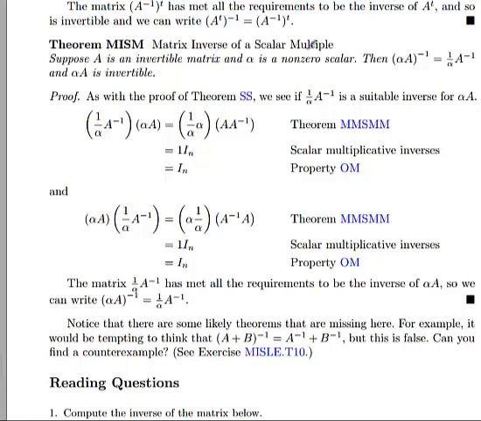All right, the inverse of a scalar multiple. If I take the inverse of alpha times an invertible matrix, that's the same as 1 over alpha times the inverse matrix. And you prove this just by verifying that it works in the formula. Okay?